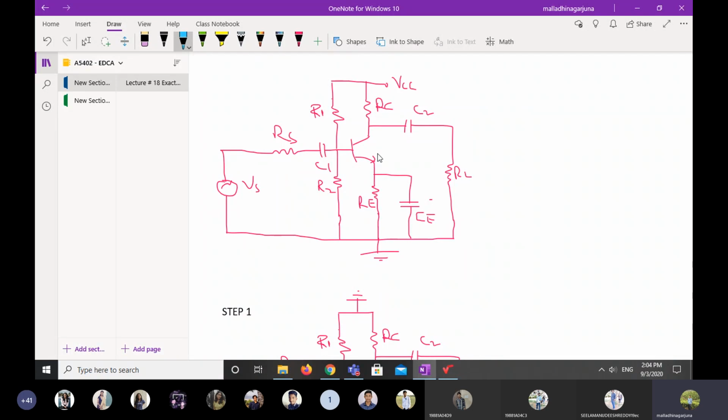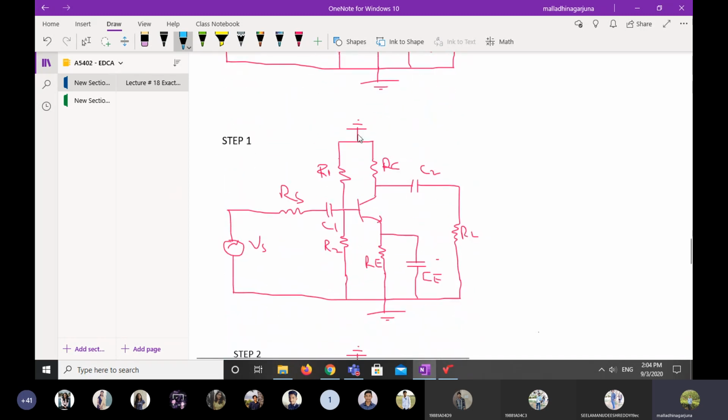And for AC analysis, what is the first step? Connect all the DC sources to the ground. That is the first step. Now see the circuit like this. Here, this is actually VCC, and I'm connecting it to the ground connection. So the first step is to connect all DC sources to the ground. Okay, so this is step 1.